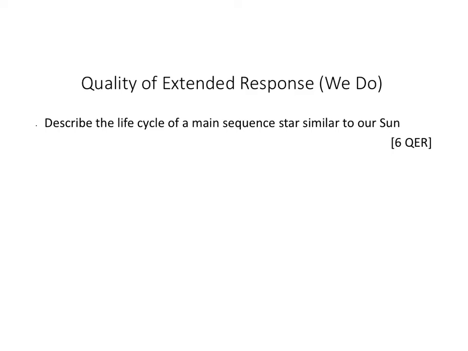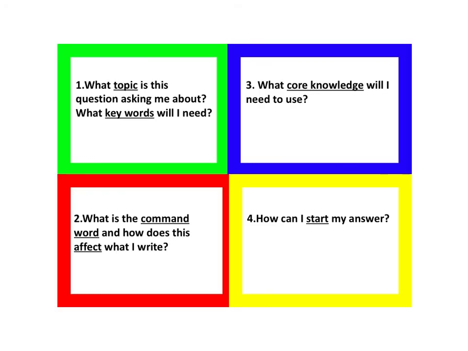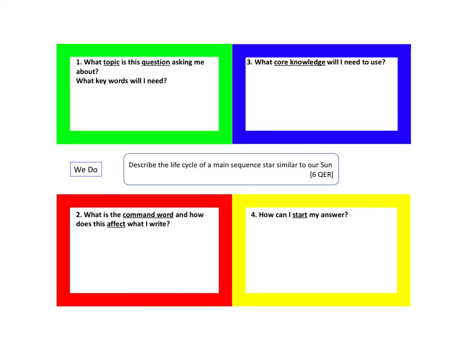So our question for the "we do": describe the life cycle of a main sequence star similar to our sun. What I'm going to do is model how to answer this bit for you. So I'll have the information that you can type into your notebook, and then you are going to write an answer, and then you're going to go on to answer a second question. So very quickly, this is what you're going to fill in.